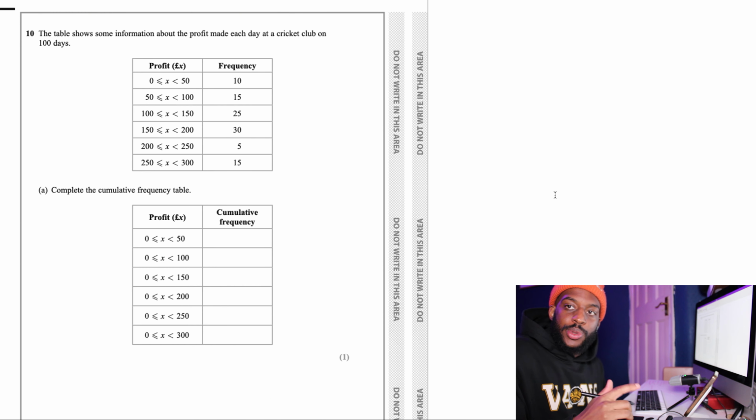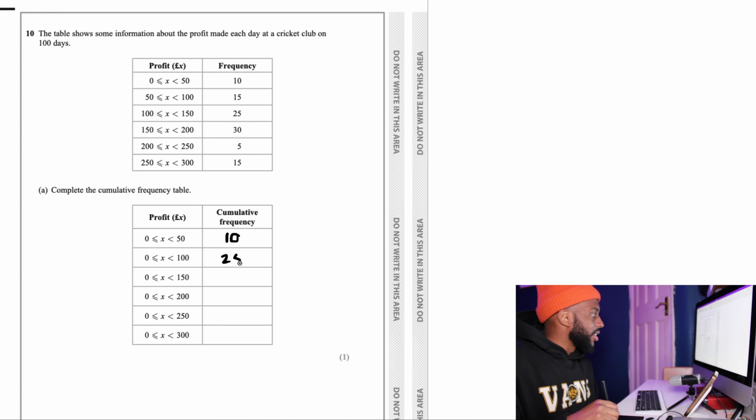Cumulative frequency tables. So this first part of the question, we need to complete the table. So we start with 10 for this class width. Then we add the 15 on, giving us 25, add the 25, giving us 50, add the 30, gives us 80, add that 5, 85, add the 15, and we're at 100, which makes sense because there's 100 days.